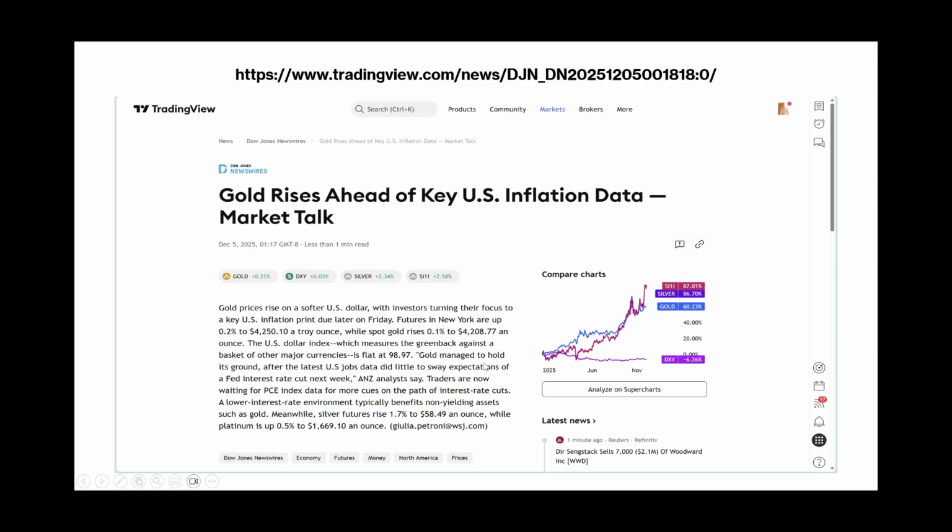So gold managed to hold ground after the latest U.S. job data did little to sway expectations of the Fed interest rate cuts next week. Traders are now waiting for PCE index data for more cues on the path of the interest rate cuts. A lower interest rate environment typically benefits non-yielding assets such as gold. So the expectation was for gold to continue to rise as the dollar is decreasing.